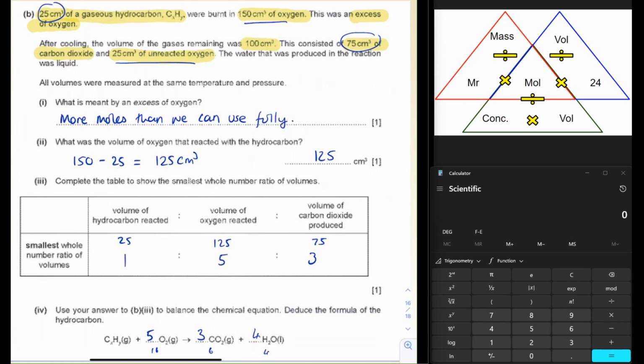Now we can work out the formula of the hydrocarbon. So if we've got 4 times 2 hydrogens here, then we've got 8 hydrogens, which means we must have H8, sorry. And over here we've got 3 carbons because we've got 3 times 1, so it must be C3H8.